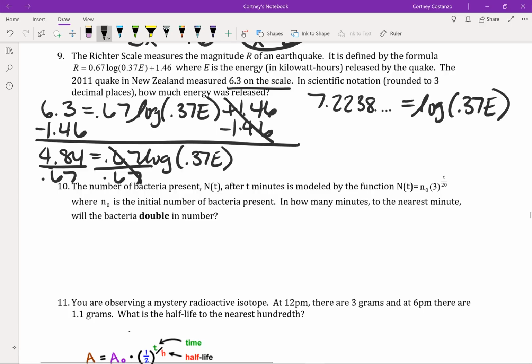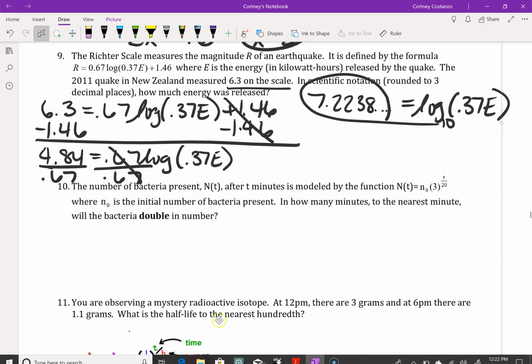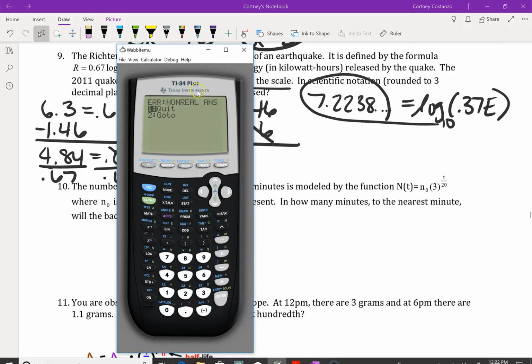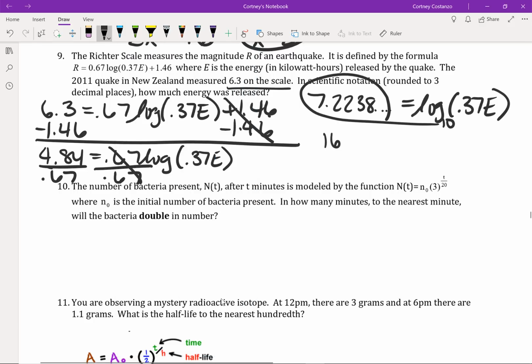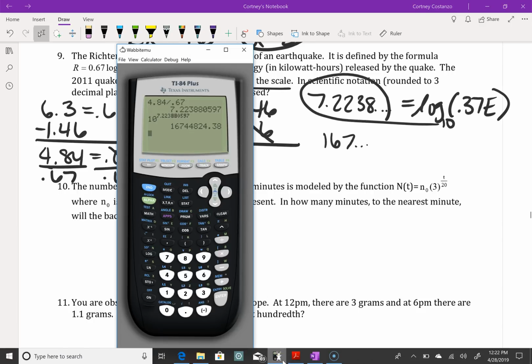I finally have the log as isolated as possible, and just like we've been doing, you lasso a log, so the invisible base of a log is 10. All right, so let me bring up my calculator here. We have 4.84 divided by 0.67. There's that 7.22 number. So I have 10 raised to that answer. All right, so I lassoed that big number there, 167, whatever it is, 44824.